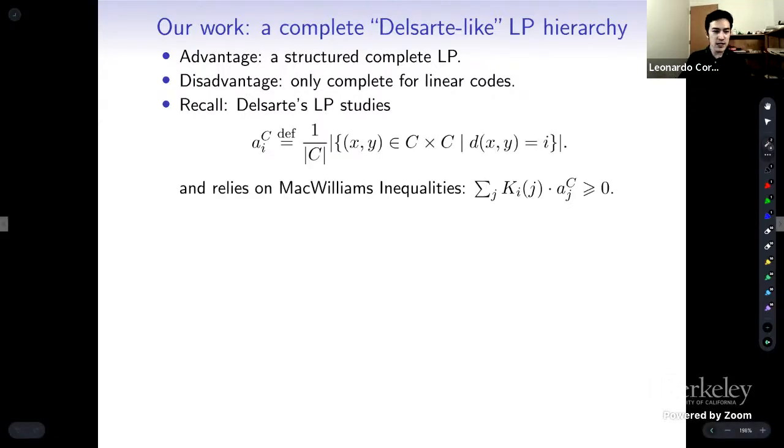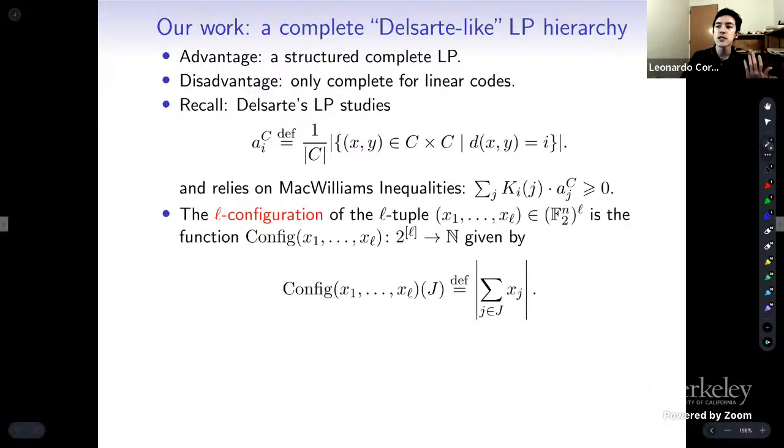Now, what's the idea behind this? Well, recall that the Delsarte LP was studying these distance profiles, which were like 2-point interactions, and it was based on these MacWilliams inequalities that are essentially some linear combinations of these numbers using what are called the Krawtchouk polynomials. Now, for us, we're going to study L-point interactions, so we have the notion of L-configurations, which are the following. Instead of keeping track just of the Hamming weight, we're going to keep track of all possible Hamming weights of all possible linear combinations of any L-tuple of code words.